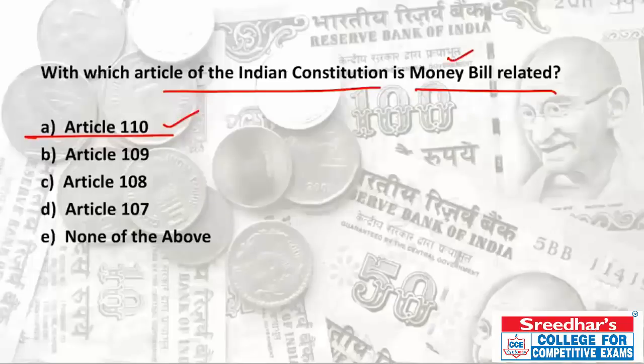So what is a money bill? What can be classified under money bill? How should it be passed in the parliament? What is the majority that it should gain in both the houses? In which house should it be introduced? All these will be defined in Article 110 of the Constitution.